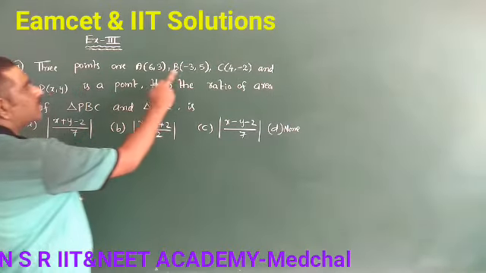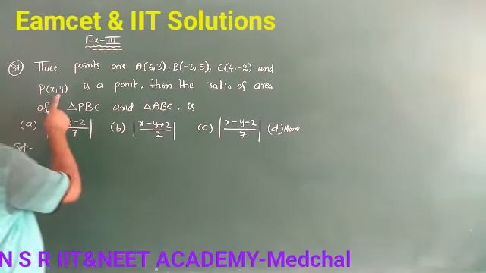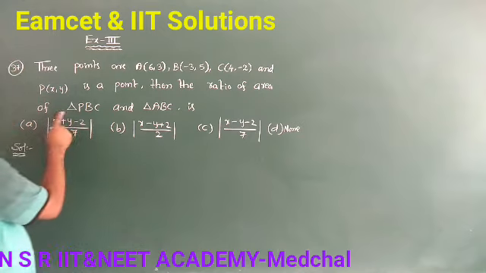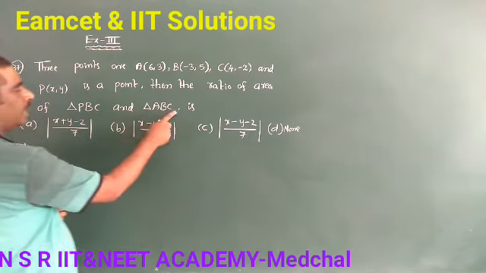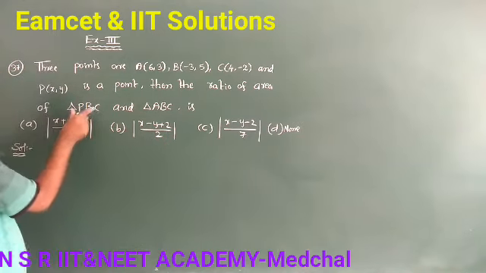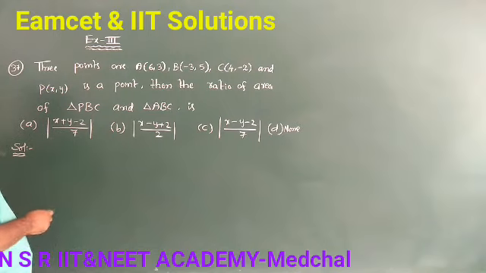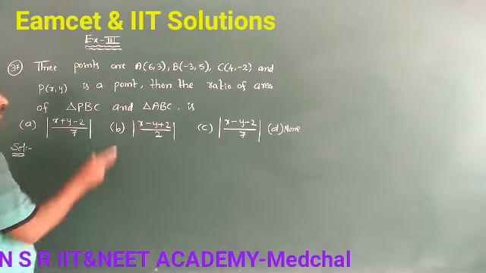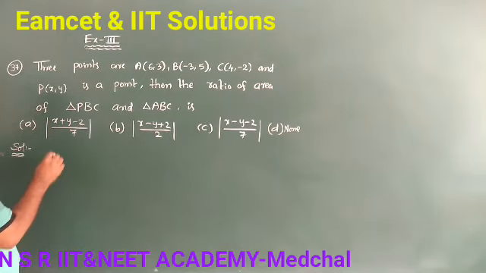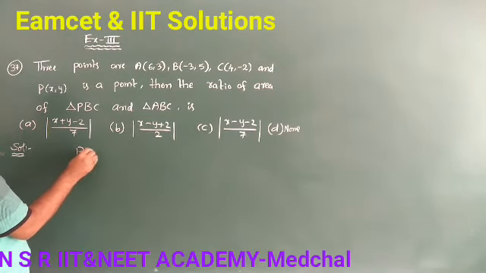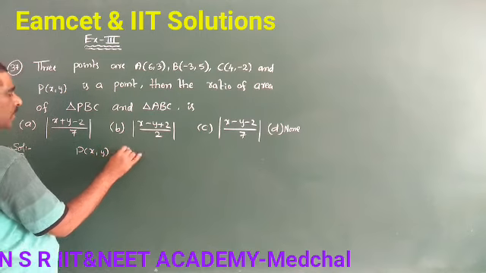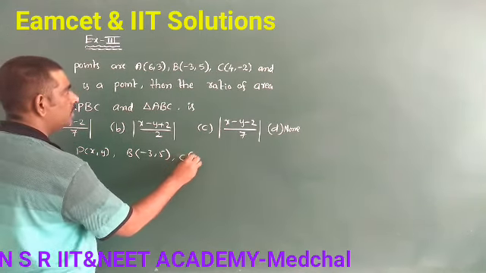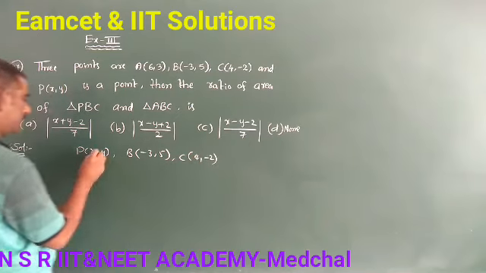Three points A, B, C and P is a point, then find the ratio of the area of triangle PBC and triangle ABC. First find the area of triangle PBC, next find the area of triangle ABC, then find the ratio of these two areas. P is (x, y), B is (-3, 5), C is (4, -2).